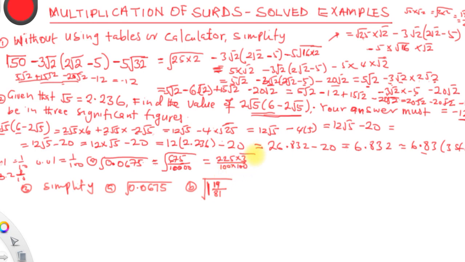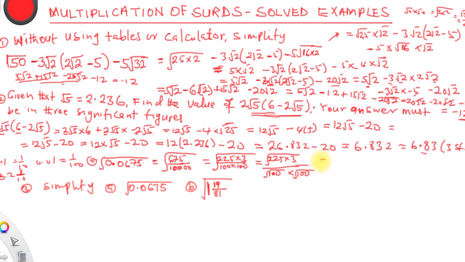So I put this under the square root sign. One of the properties tells you that you can separate them. So we have the square root of 225 times 3, put under its own square root sign, divided by 10,000. 10,000 is 100 times 100, so we have 100 under its own square root sign, times 100 under its own square root sign.